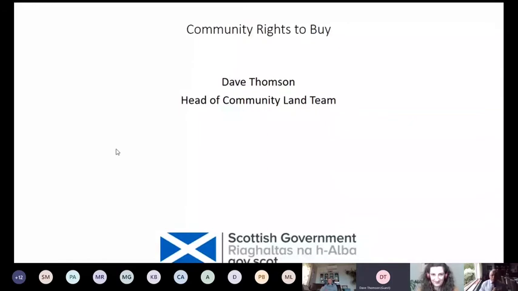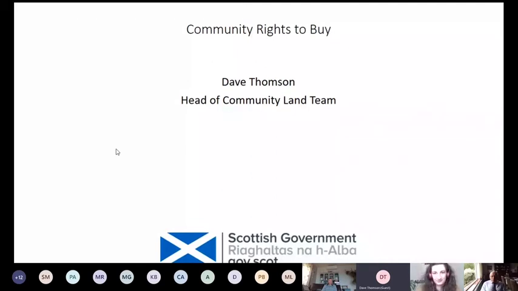Okay, as Elsa was saying, my name is Dave Thompson and I'm head of the Community Land Team within the Scottish Government. To give you a little bit of background, the team deals with two main areas of work. One is the Scottish Land Fund, where we have oversight of the fund which the Scottish Government funds to the tune of £10 million a year, and the National Lottery Community Fund administer that on our behalf. And the other main part is the various community rights to buy.